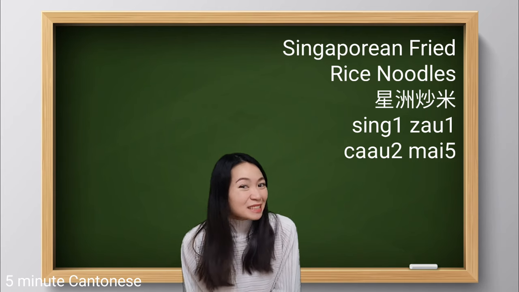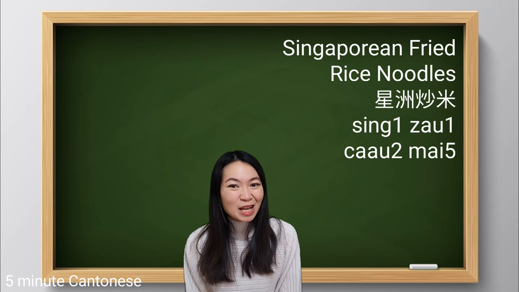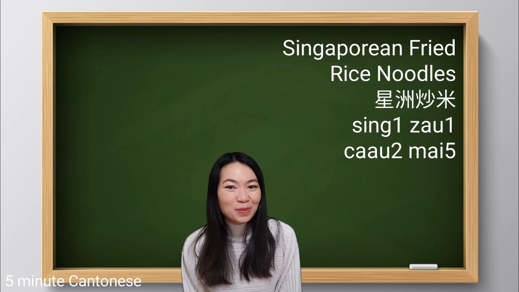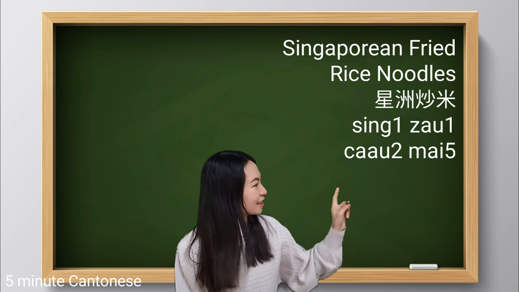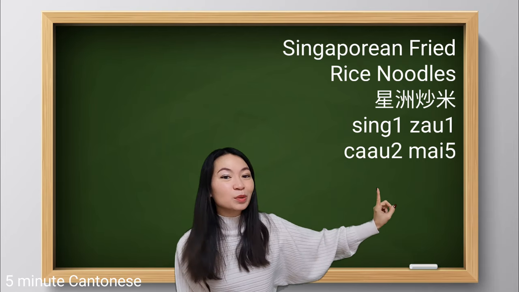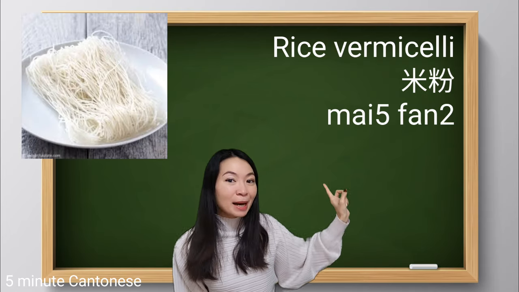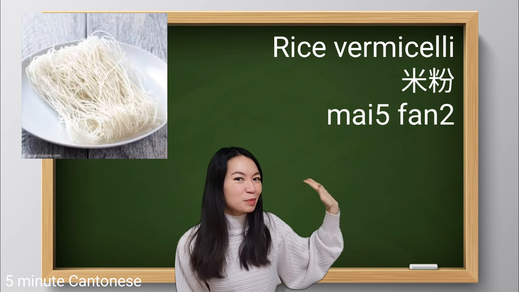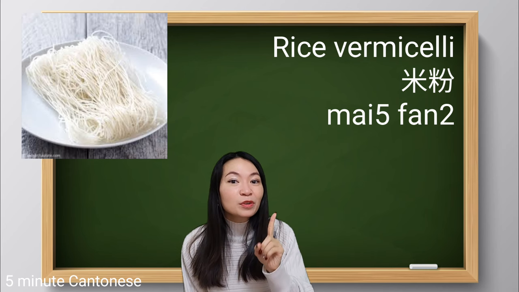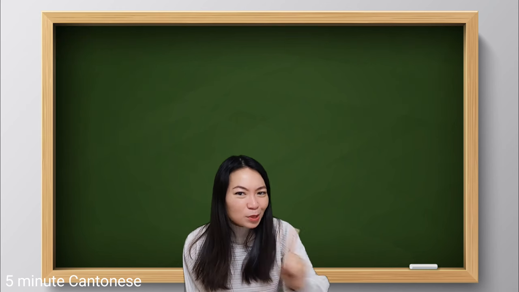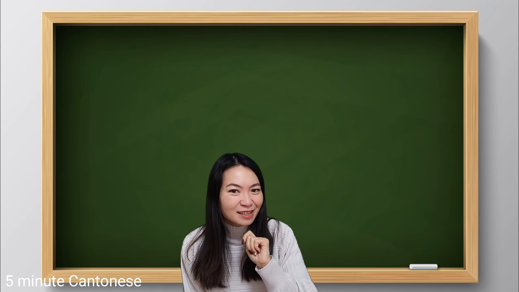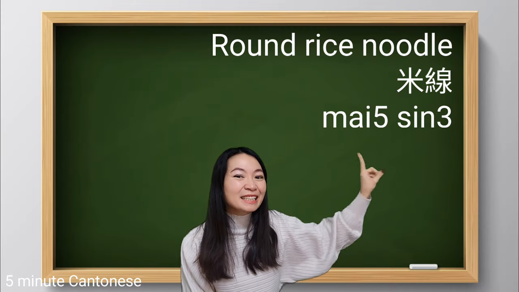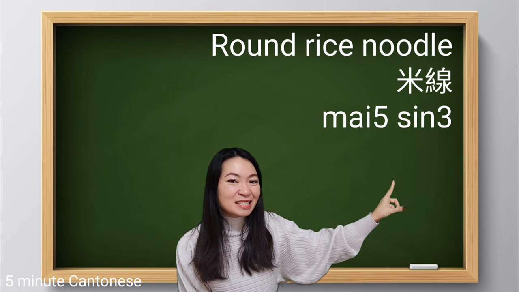Another example, yummy. Singzau chao mai. A little bit spicy, I really like it. The noodle here we use is mai fun. This one is very obvious, made of rice. Another one without the word fun, but also very obvious. Do you know what it is? Mai sin.